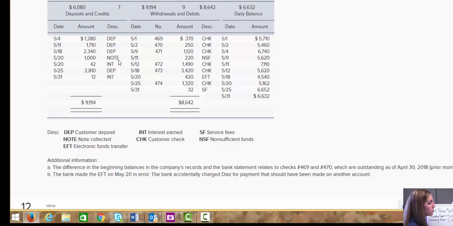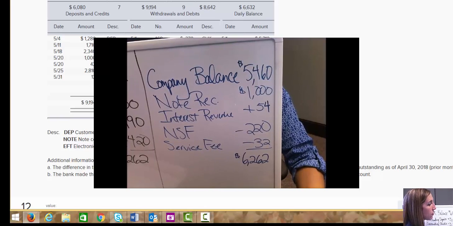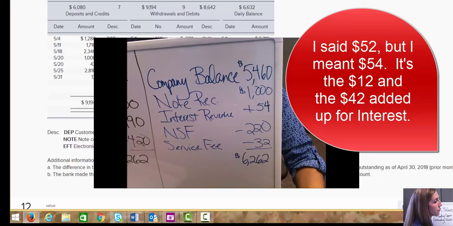I also have interest received. The bank deposits the interest automatically, so that would be a revenue to us. We've earned it. I'm going to add that to the company balance. It looks like on this example it's $52.